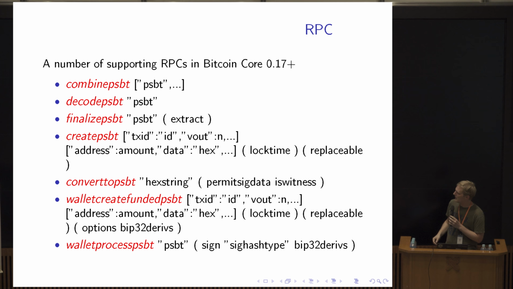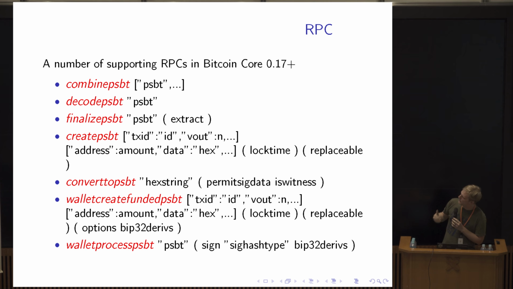And once it's created, you can process it. So wallet process PSBT is something where you hand it to another wallet, and if they know something about an input or an output, they can fill it out, and they can also optionally sign it and pass it on to the next person or the next machine.